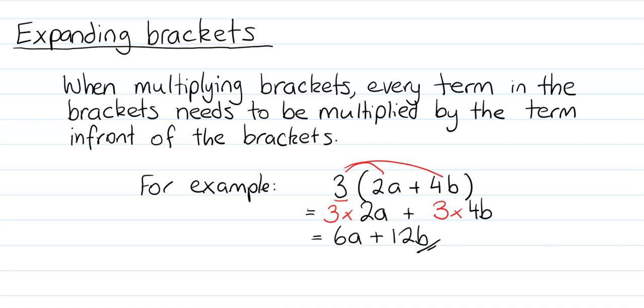So when multiplying brackets, every term in the brackets needs to be multiplied by the term in front of the brackets. For example, 3 times 2a plus 4b is the same as 3 times 2a plus 3 times 4b, which is equal to 6a plus 12b. So if Mr. Breeden's feeling nice, he might pause this here for a minute and let you copy it down.